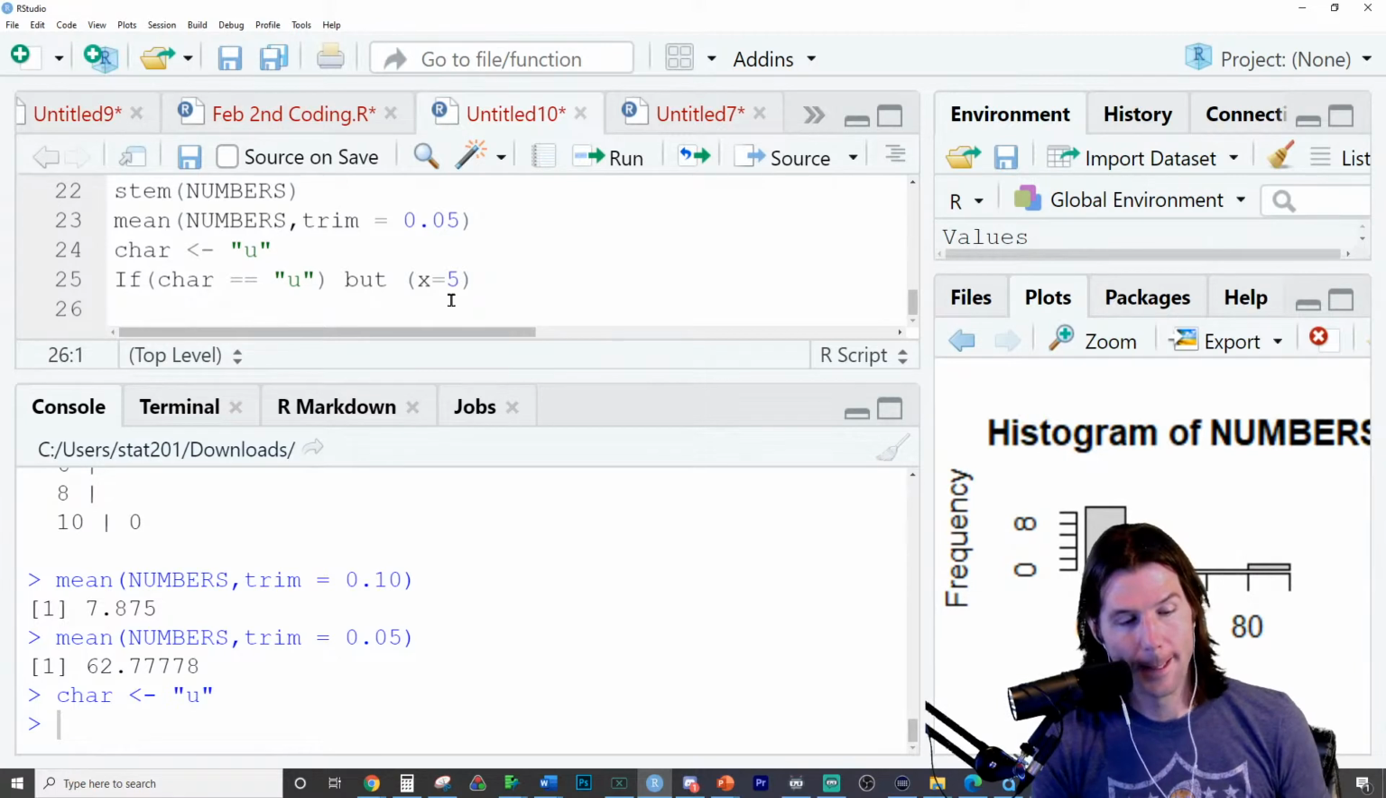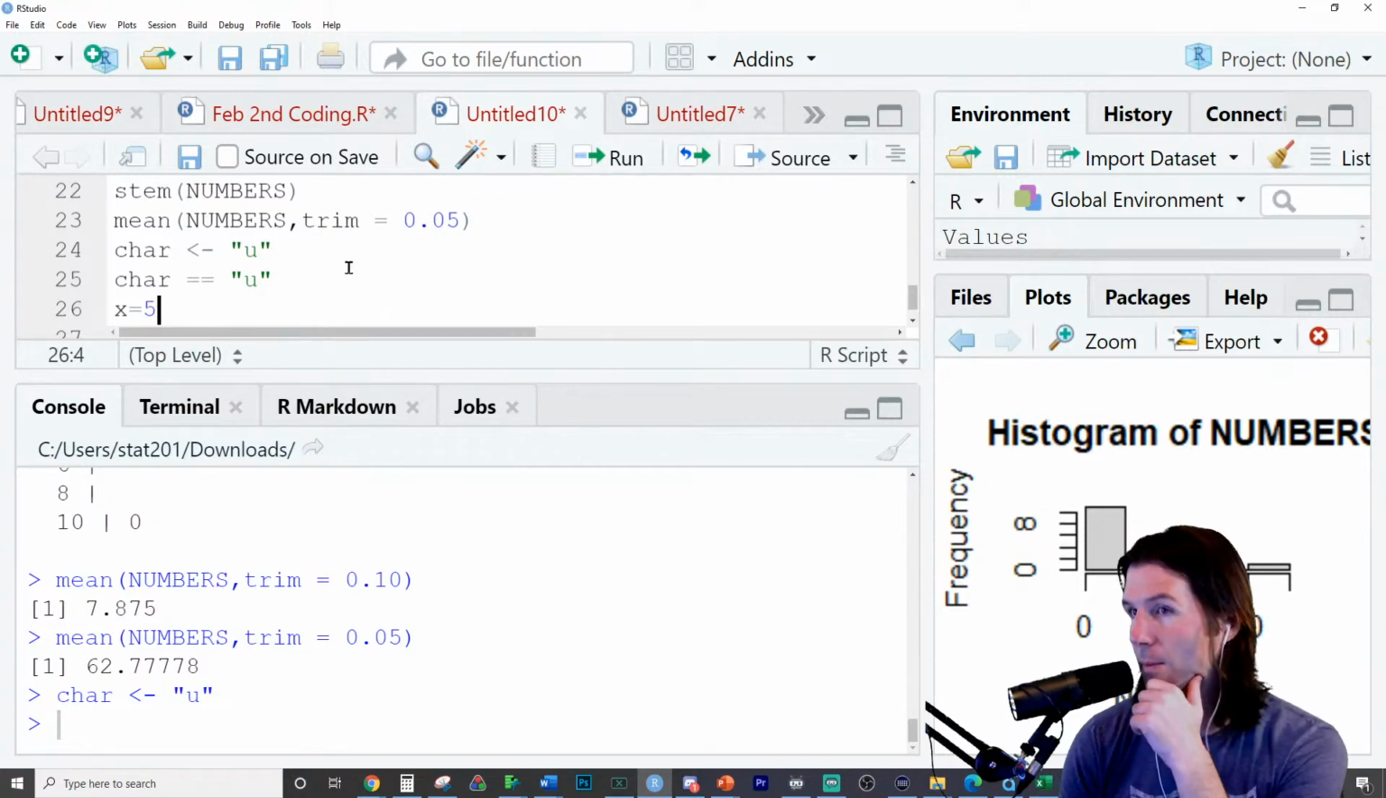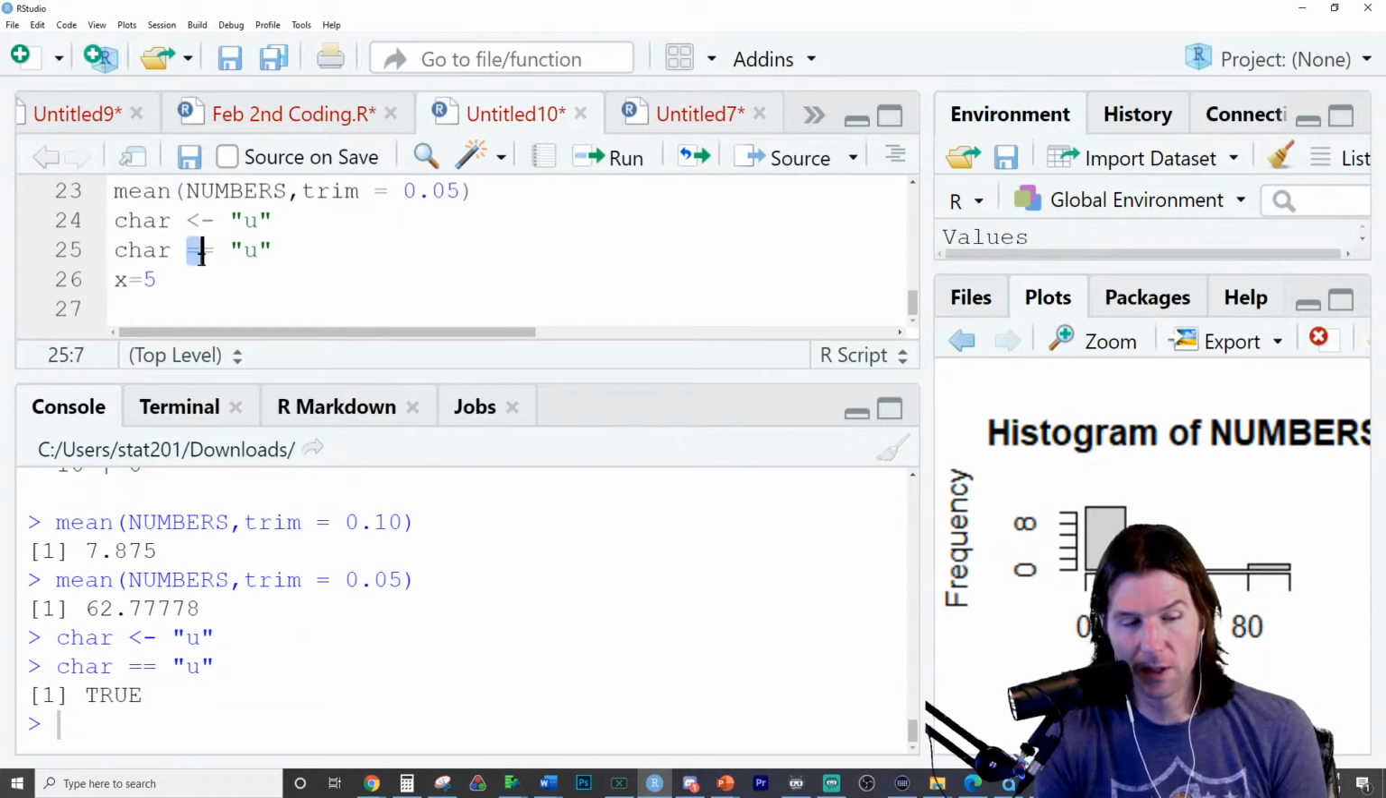Good question. Anytime you see equals, how do I usually pronounce equals in class? It's a boolean, a true false. So I usually say logical equals. But let me show you something.